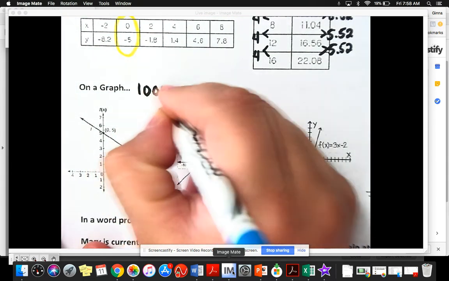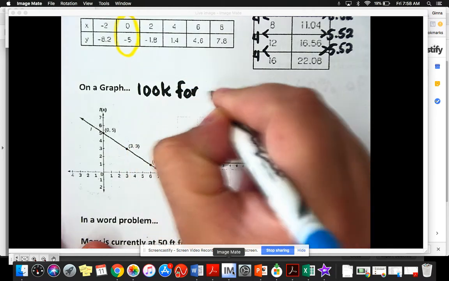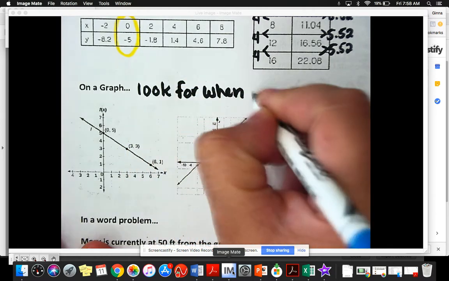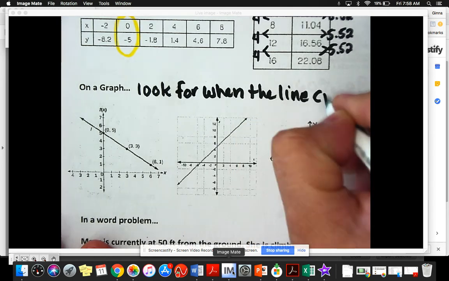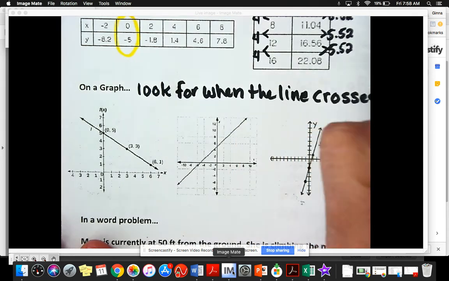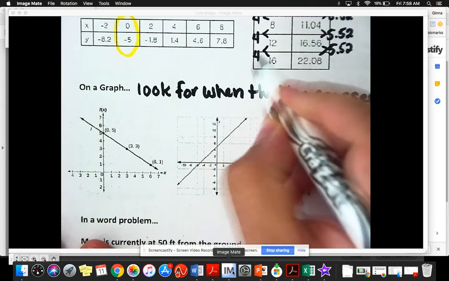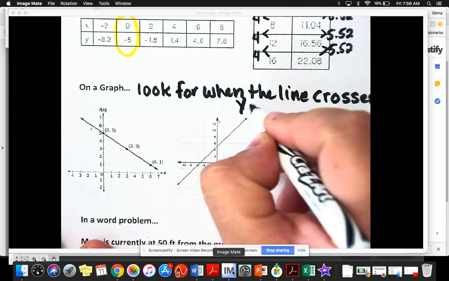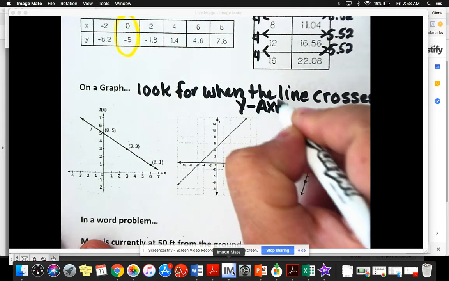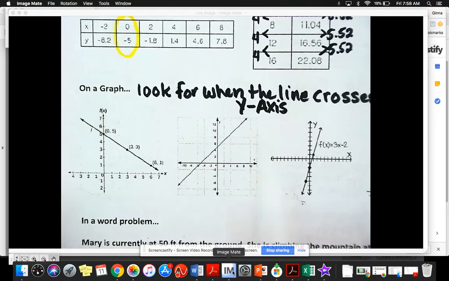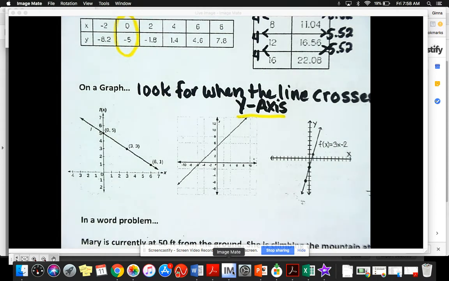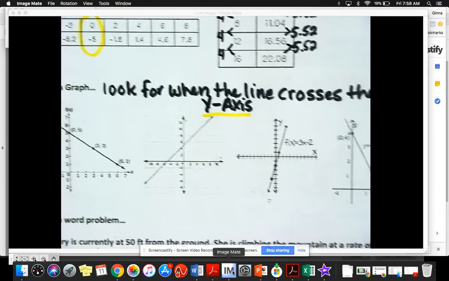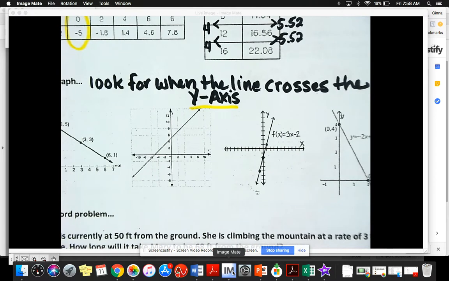On a graph, if you scroll down on your paper, you're looking for when the line crosses the, and this is the most important, y-axis. Let me get my yellow so that we can, and this is how easy this is. So you're looking for when the line crosses the y-axis. When you see this, that's all you've got to do.